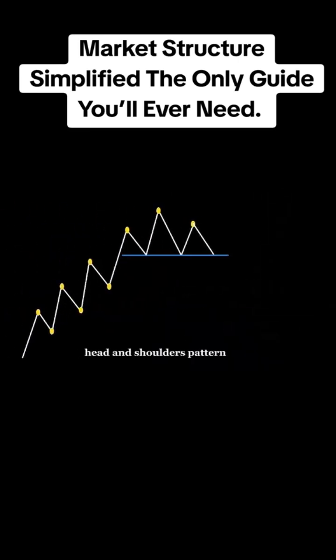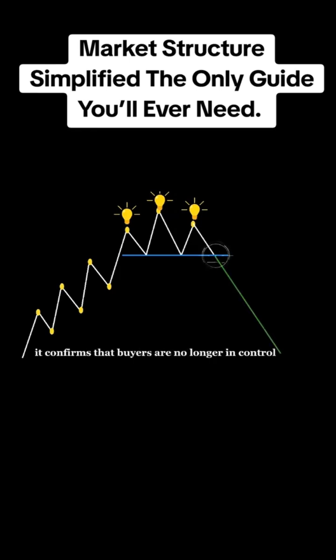Head and shoulders pattern. This is one of the most famous reversal patterns in technical analysis. It usually forms at the top of an uptrend. And here's how it works. The market makes a higher high, the head, between 2 lower highs, the shoulders. The neckline forms at the base of the pattern, connecting the 2 pullback lows. Once price breaks below the neckline, it confirms that buyers are no longer in control.